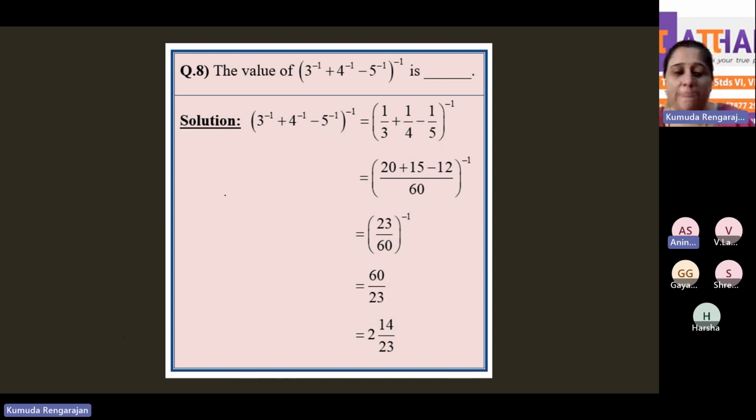Very good, Lakshana. Ma'am, I multiplied the powers. That's why I got it wrong. Okay, so you multiply like this, son. This into this, is it? Yes, ma'am.